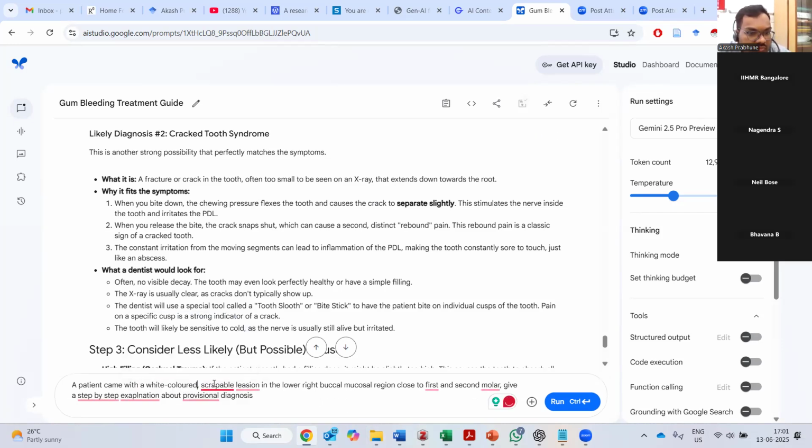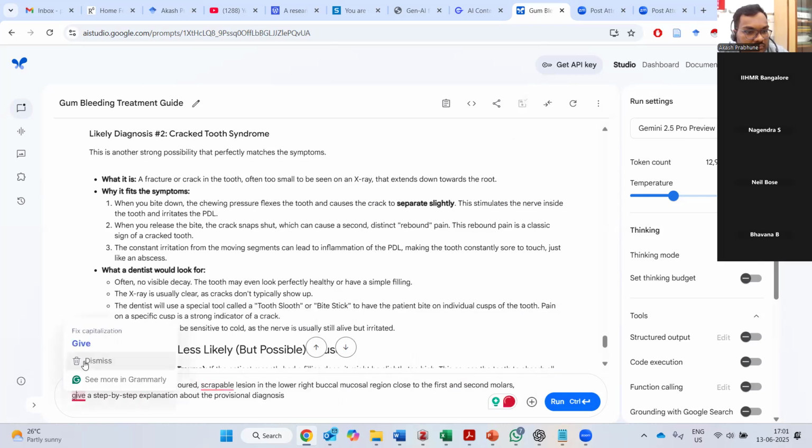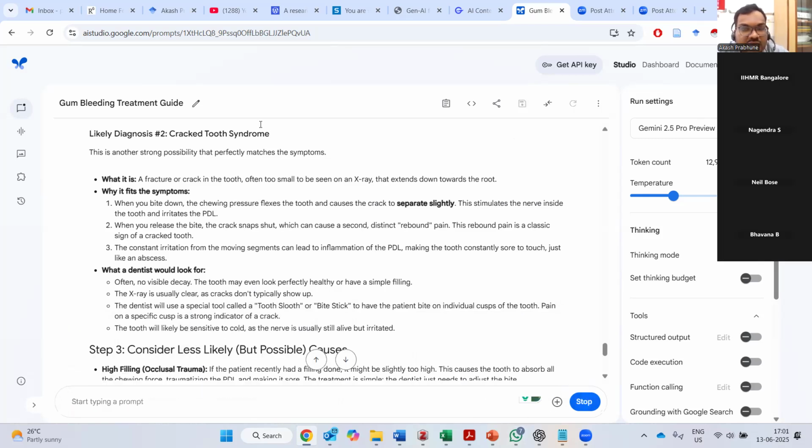Okay, something went wrong, it was not scab-like, it was scrapable. But first and second molar is fine. So much grammar. Let me run this prompt and let's check.